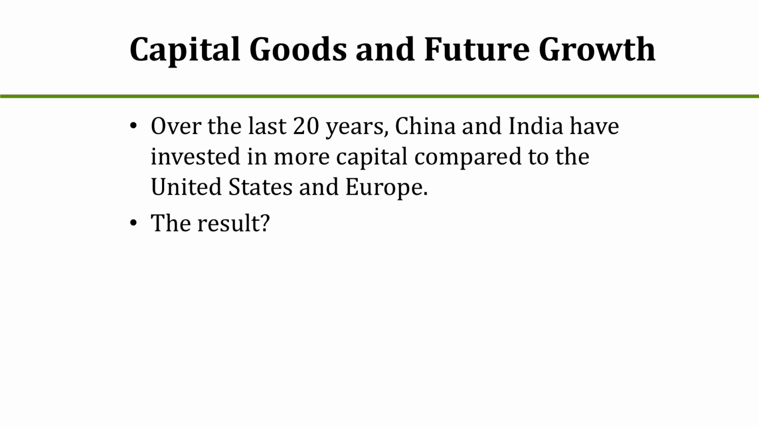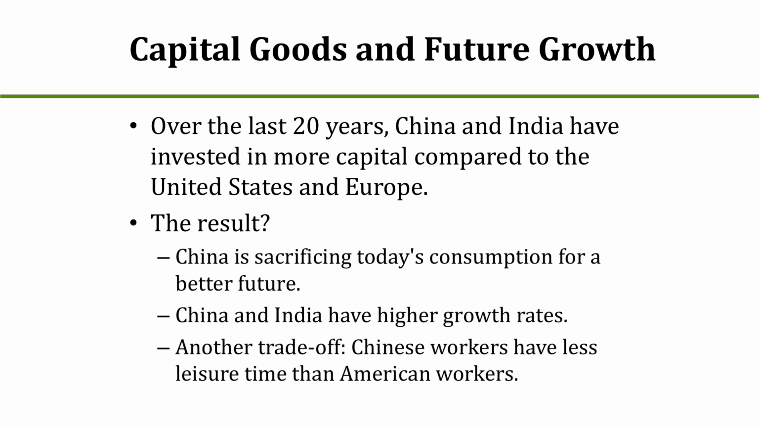Over the last 20 years, China and India have invested more capital compared to the United States. The result is China is sacrificing today's consumption for a better future. So they are not consuming today, they are saving because they think that they will become better in economic terms. And actually this is happening because China and India have higher growth rates compared to the United States and Europe. They have better economic growth rates compared to us. They are growing approximately 9% each year.